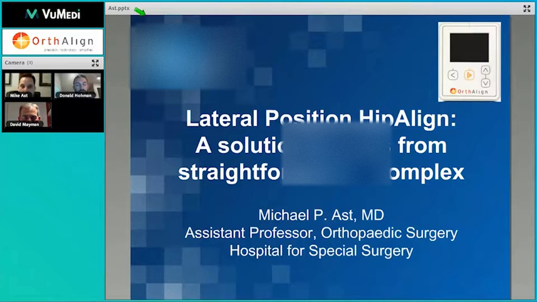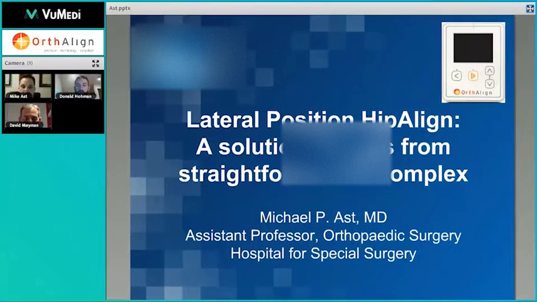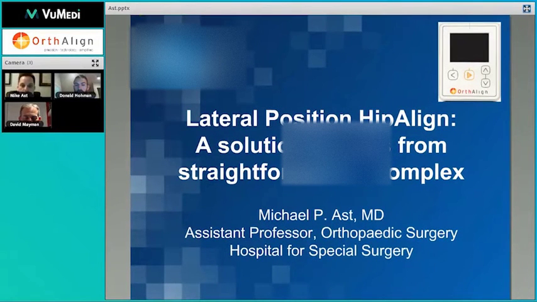Tonight we're going to spend a little bit of time talking about HipAlign or OrthAlign technology for hip replacements for patients positioned in the lateral position, what we're calling a solution for hips from straightforward to complex.